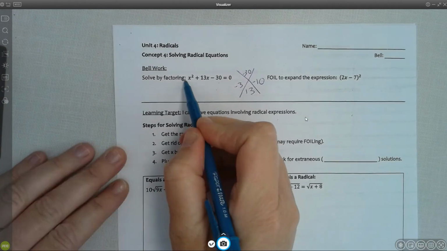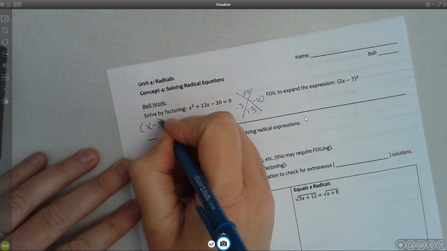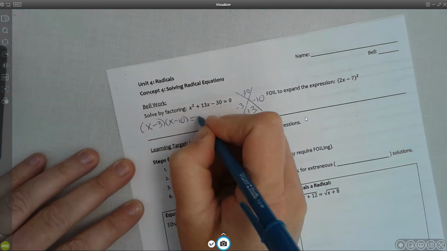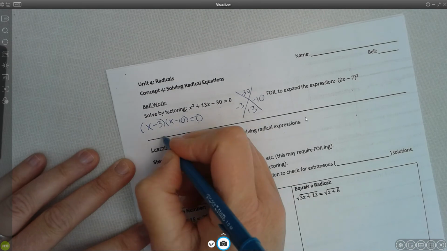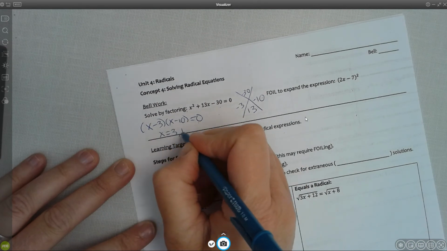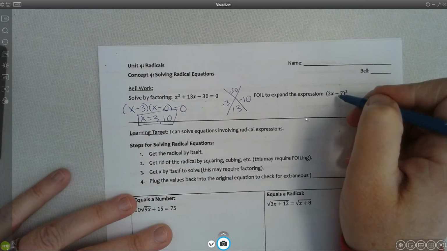Because there's no number in front of your x squared, you can write this straight into this form. You don't have to do grouping. It's equal to 0, so actually give me your zeros. That's 3 and 10. This one wants you to FOIL.